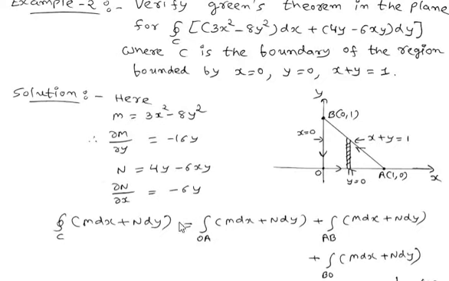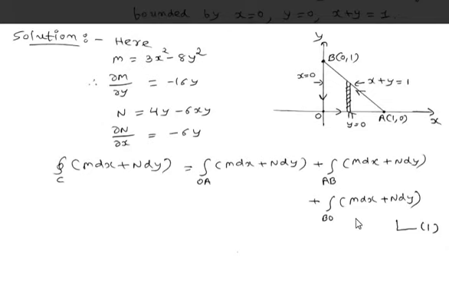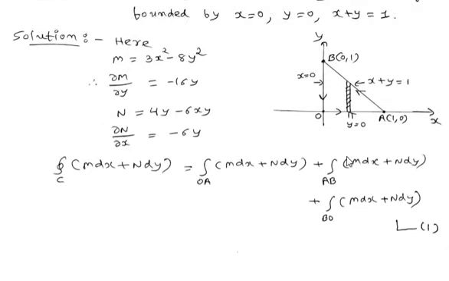So first of all, we will find out the line integral, the integration of M dx plus N dy, that is equal to the integration of M dx plus N dy along the path OA, plus the integration of M dx plus N dy along the path AB, then after that the integration of M dx plus N dy along the path BO. So first of all, we will find this one, right? The integration of M dx plus N dy along the path OA.